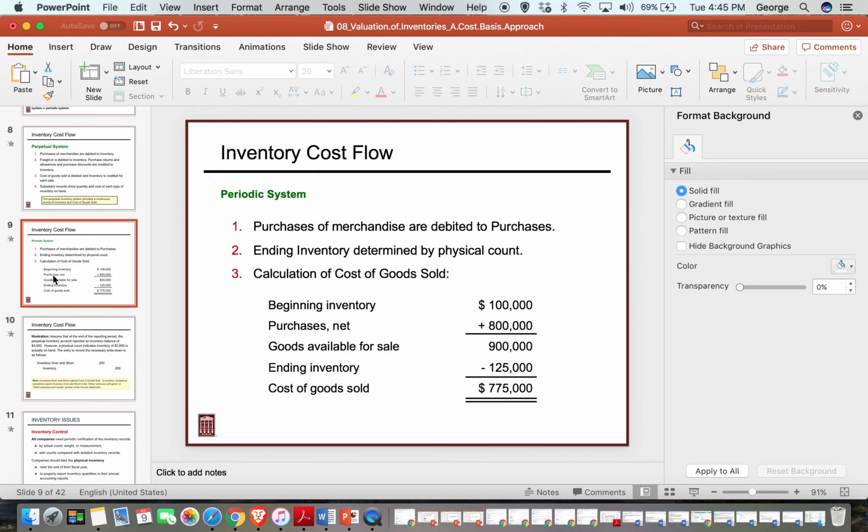In a periodic system, we determine ending inventory by physical count. Purchases of merchandise are always debited to purchases, probably credit accounts payable or cash. Ending inventory is then determined by a physical count. So I can calculate cost of goods sold simply by taking my beginning inventory plus purchases and subtracting that 125,000, which I would find by counting the inventory.